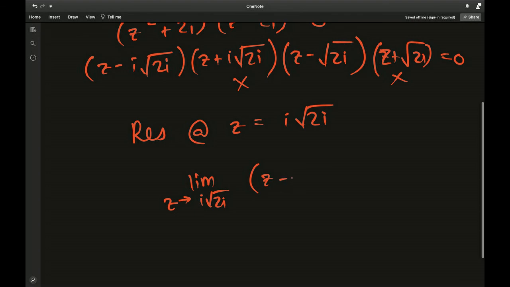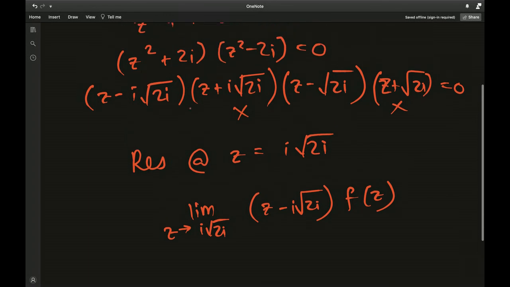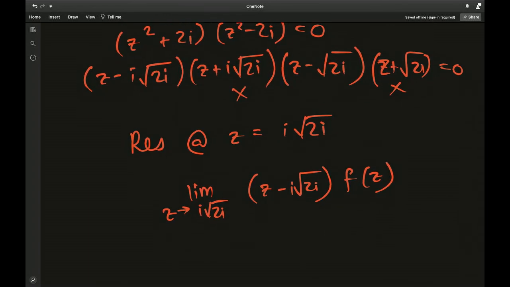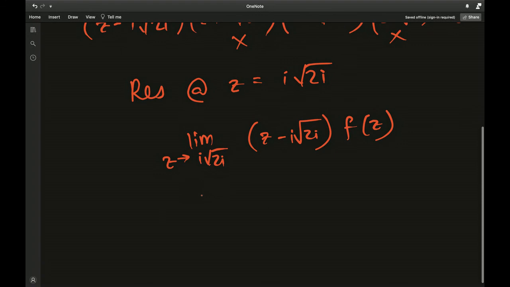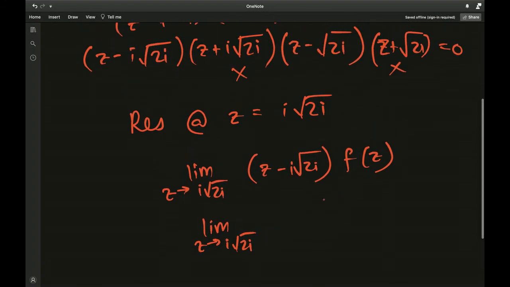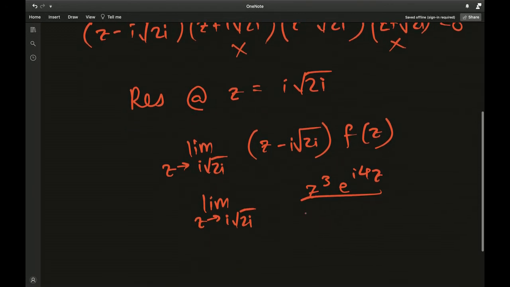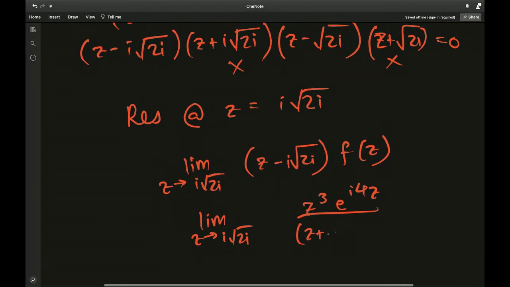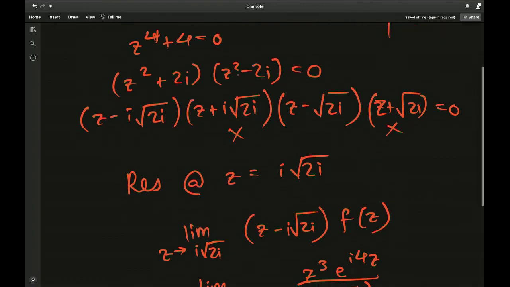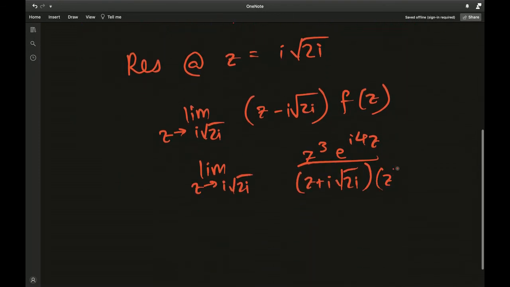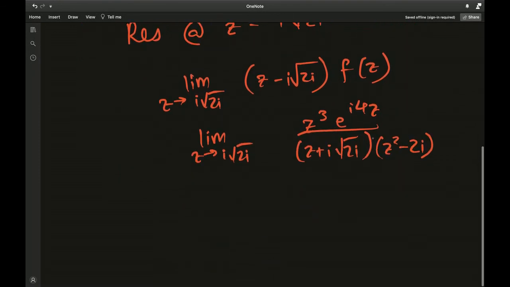You have z minus i times square root 2i times f of z. So all these things were in the denominator, and this will cancel out with this guy now. We'll have the limit as z goes to i times square root 2i of z cubed e to the i 4z divided by z plus i times square root 2i, and these we can again recombine to form z squared minus 2i. Now we can simply plug stuff in.